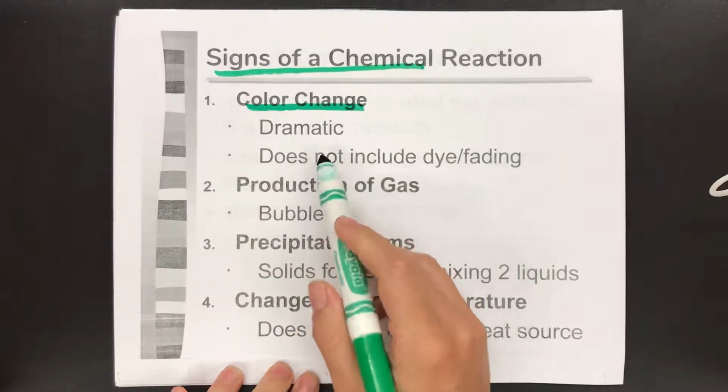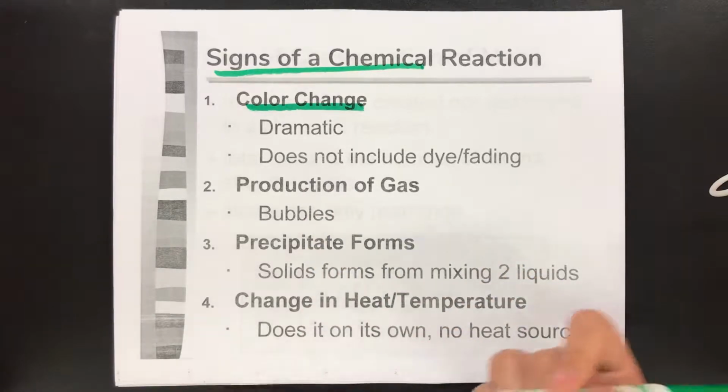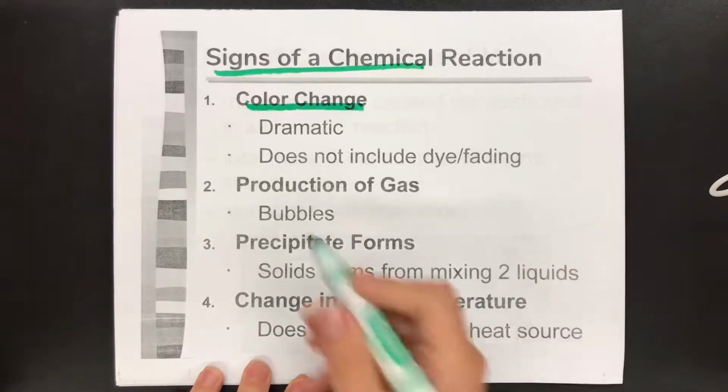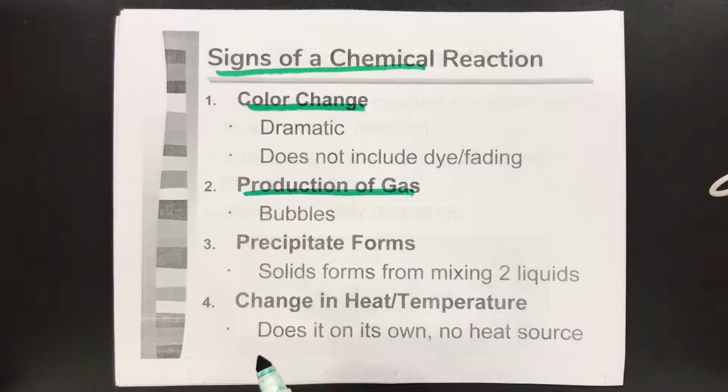Color change, remember, has to be dramatic, does not include any kind of dye or fading, so it's not like a shirt fading from a dark blue to a light blue over time. It has to be a dramatic change. Production of a gas, the way you're going to see it is you're going to have bubbles. Now this does not mean that you blow in a straw and have bubbles in the water, okay? Production of a gas means it's going to do it on its own.